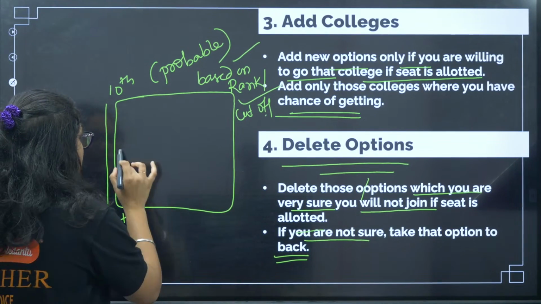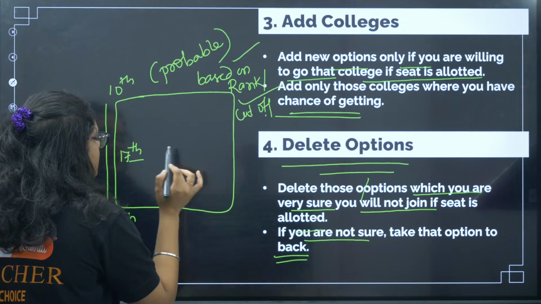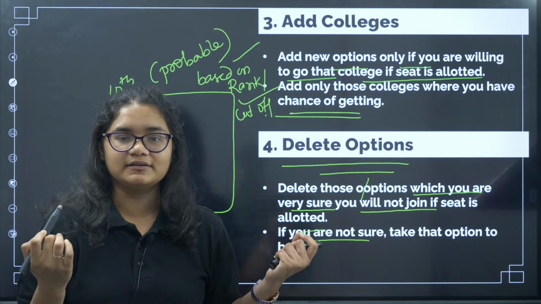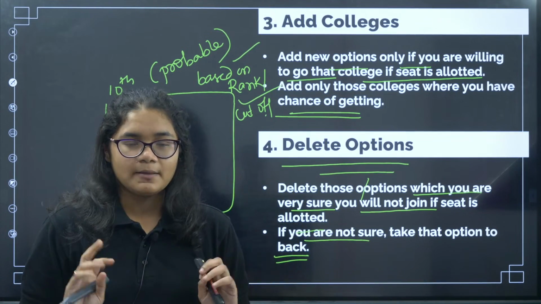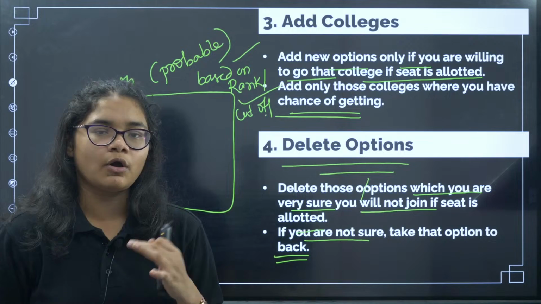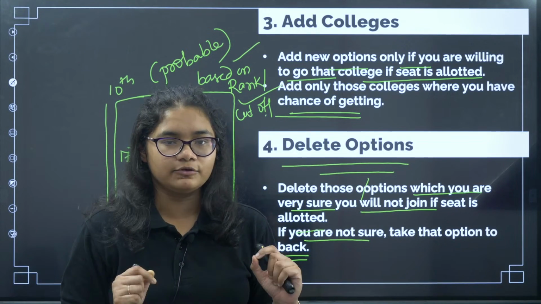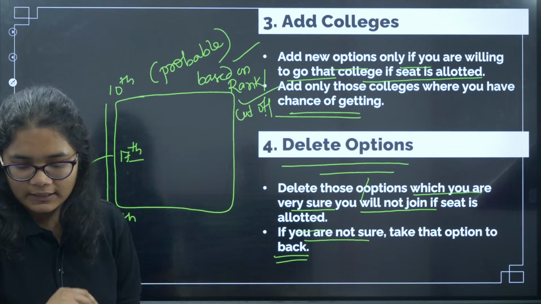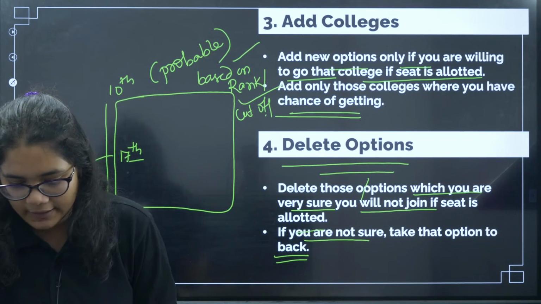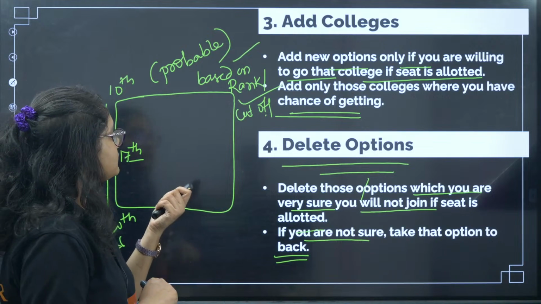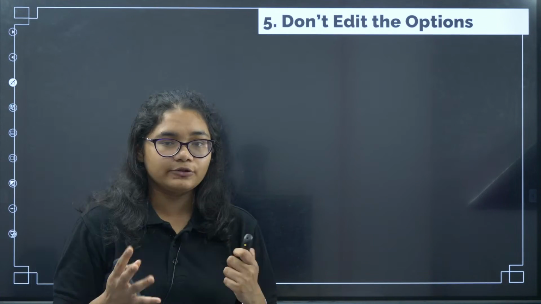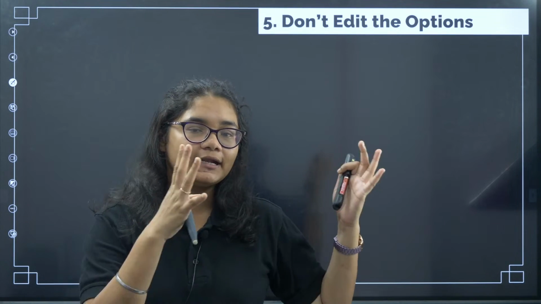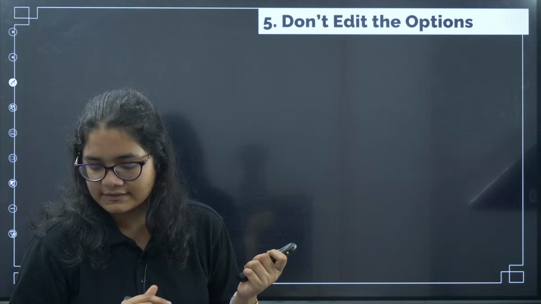Now if there's one option, the 17th one, and you are not interested to join that college or that course, you are not very much interested, then you can delete it. But if you are not sure whether you will go or not, you are a little confused, then take that option down. Now coming to the next one, that is don't edit the options. Which students should not edit their option entry, that we will see here.